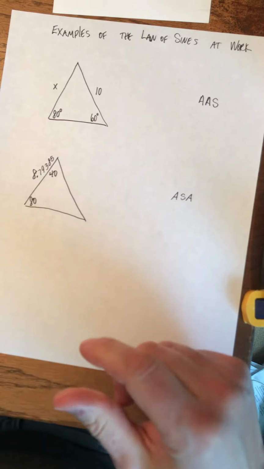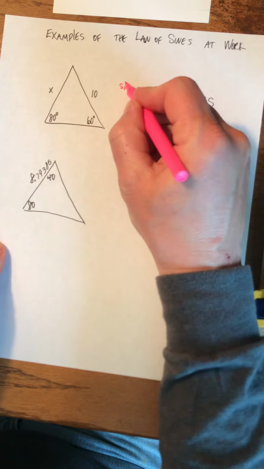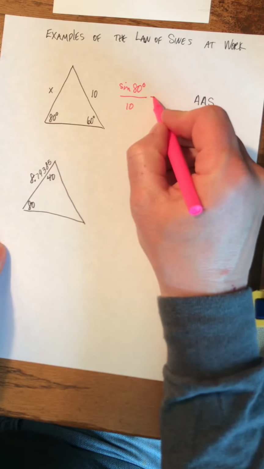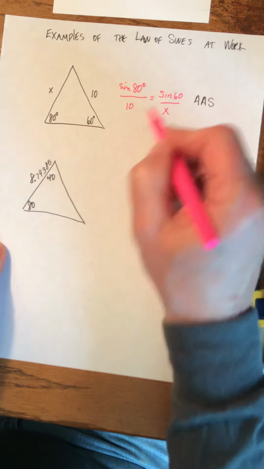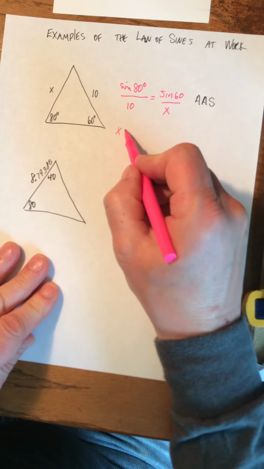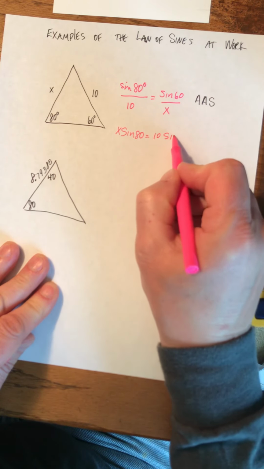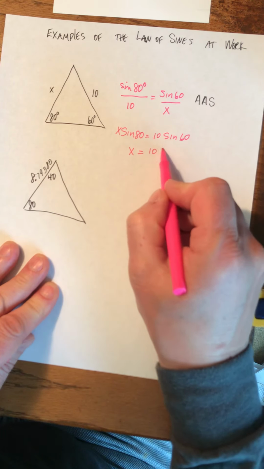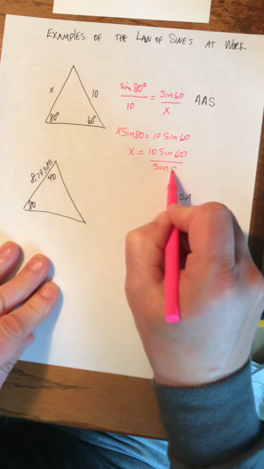So if we try to do this, let me use a different color. I'm going to say the sine of 80 degrees over its opposite side is equal to the sine of any other angle over its opposite side. And in our calculators, if we just multiply both sides by x, we'll get x times the sine of 80 equals 10 times the sine of 60, and then divide both sides by the sine of 80. So we would get this.